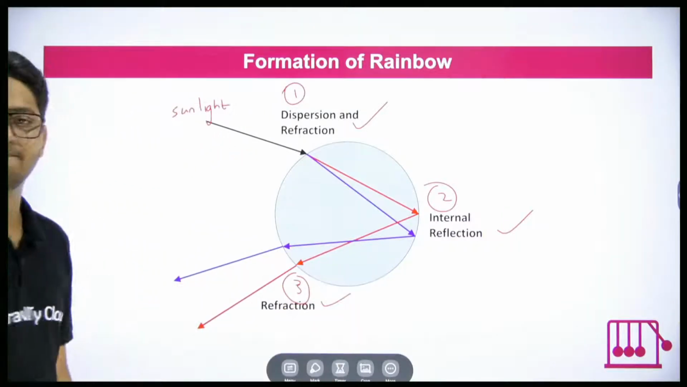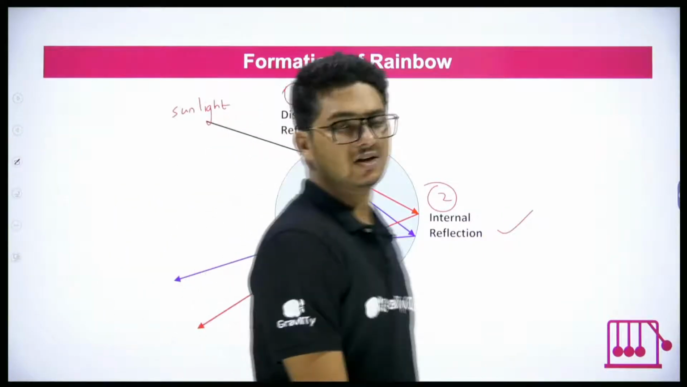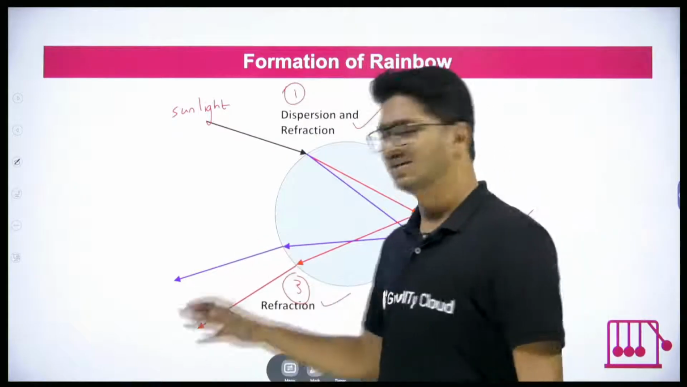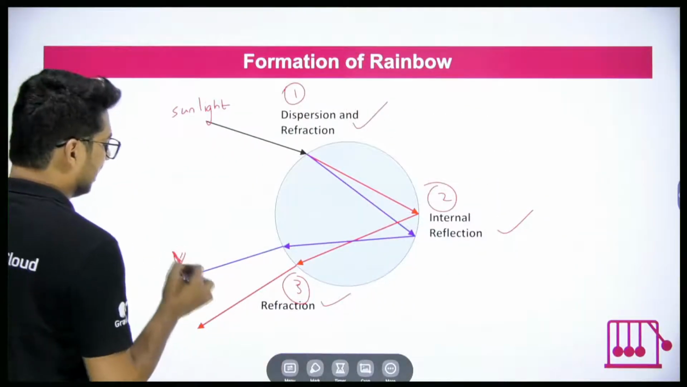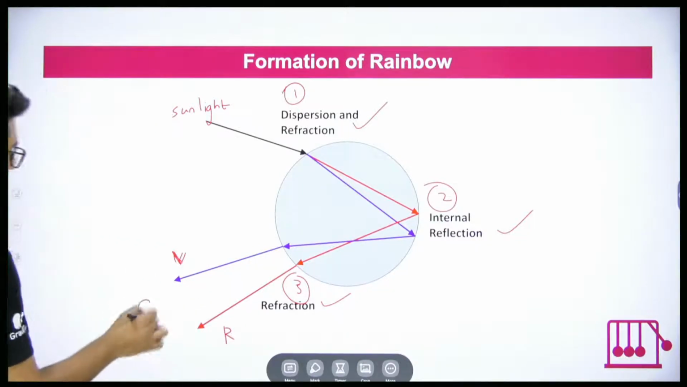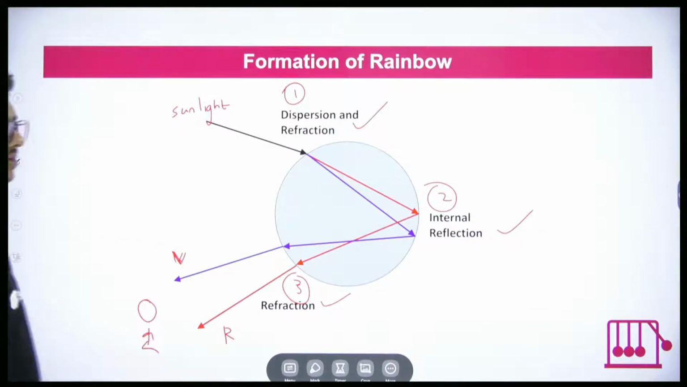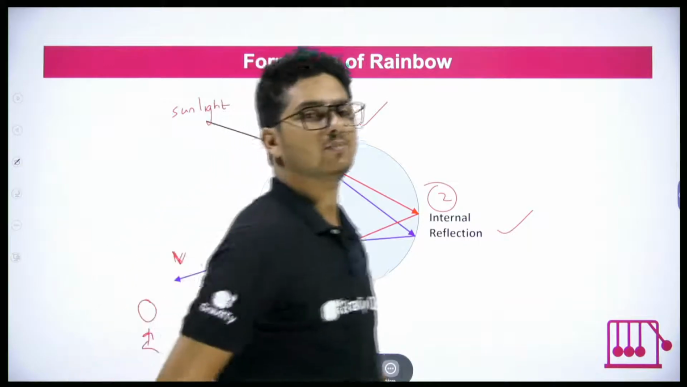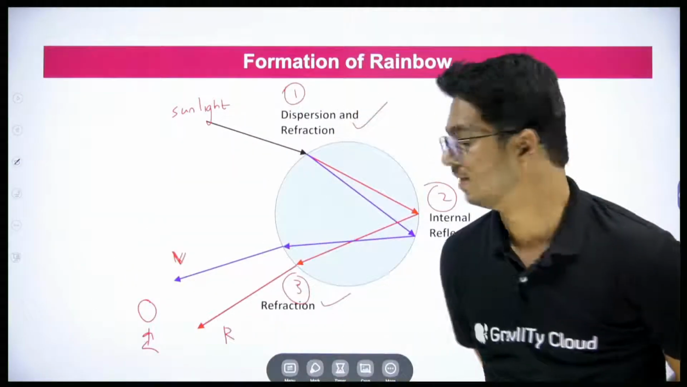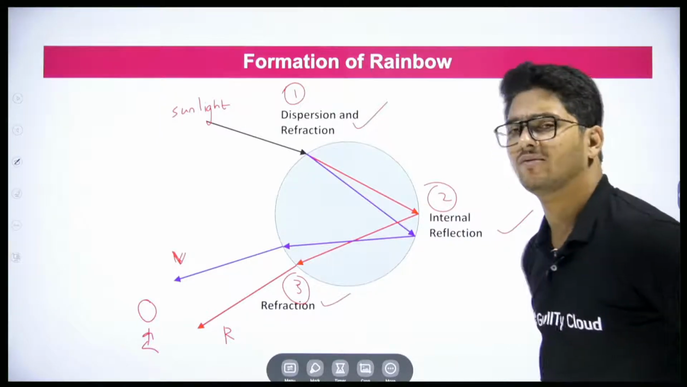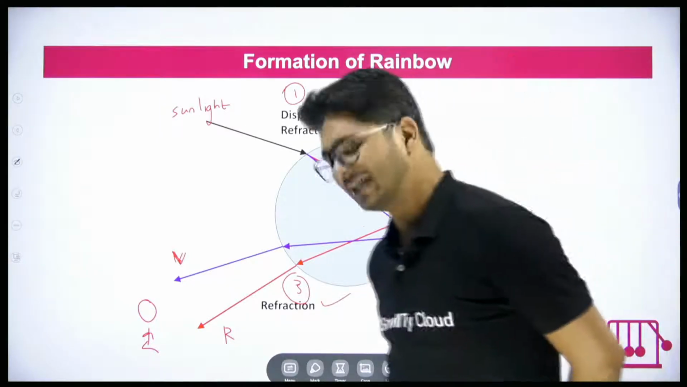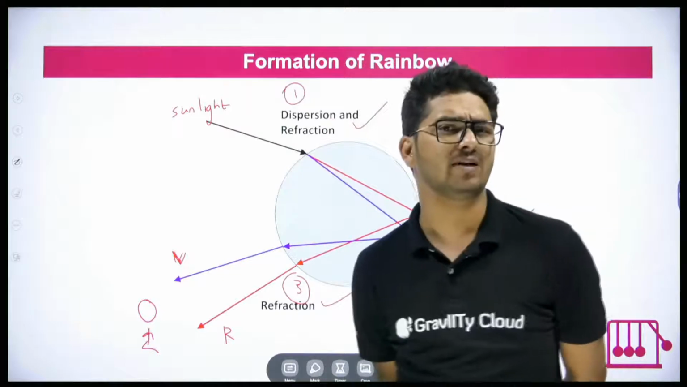Got it? Good. As you can see at the end, at the emerging side, there are different colors. You have violet color at the top and red color at the bottom. So if there is someone here, that observer should be able to see both the lights. But there is one issue. Here, how many drops are we talking about? Only one drop. But the question is, is one drop enough to form a rainbow?